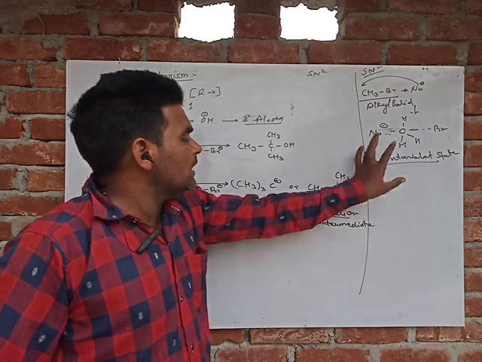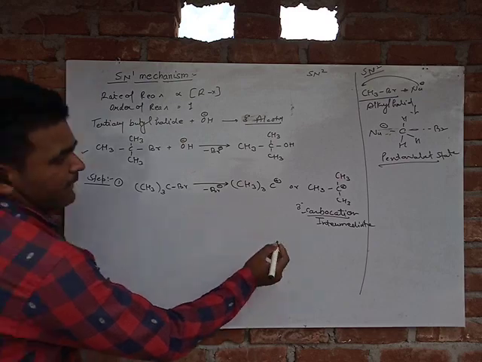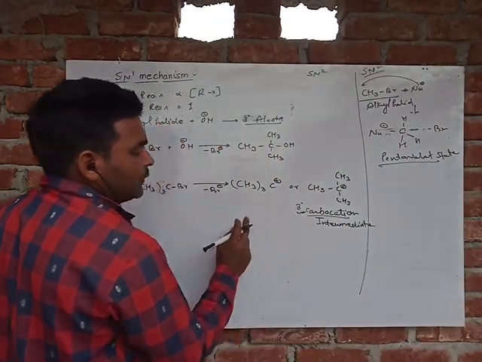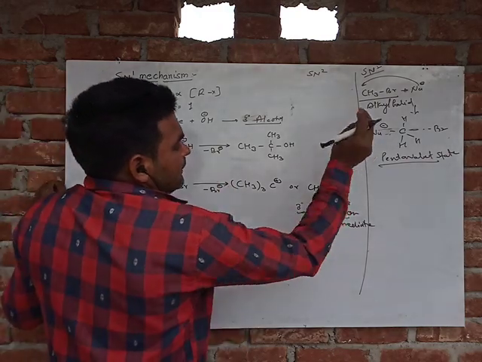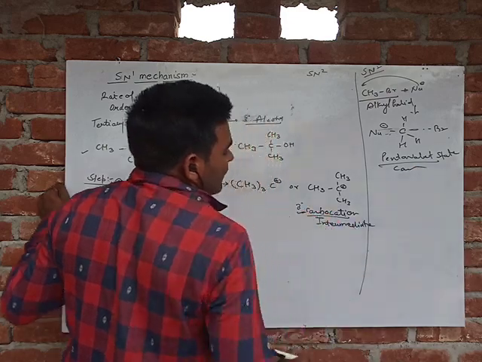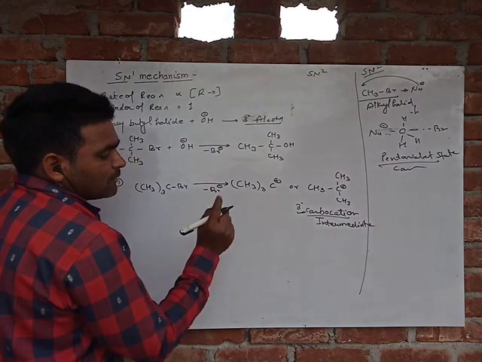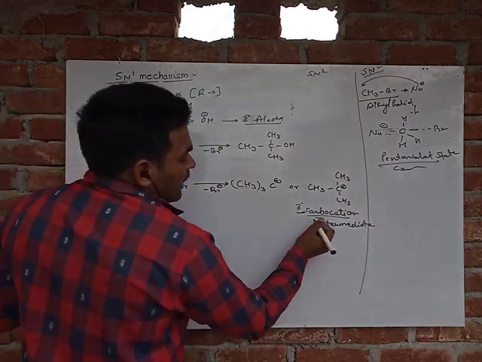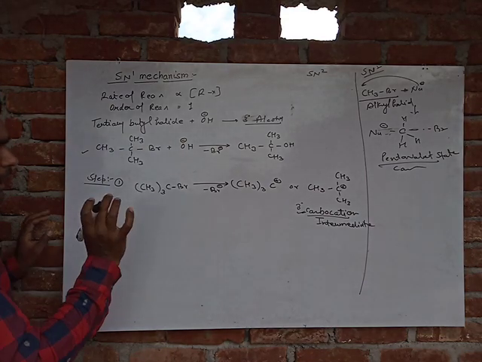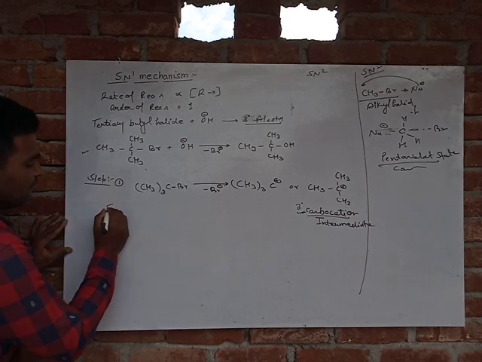And here we see that in the SN1 mechanism, the intermediate is a carbocation. This is the difference between SN1 and SN2. In SN2, the intermediate is the pentavalent state of the carbon atom, and in SN1, the intermediate state of the reaction is a carbocation. Now first we discuss the structure of carbocation.